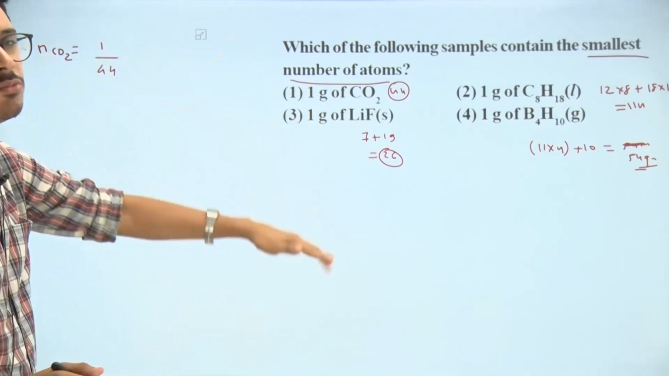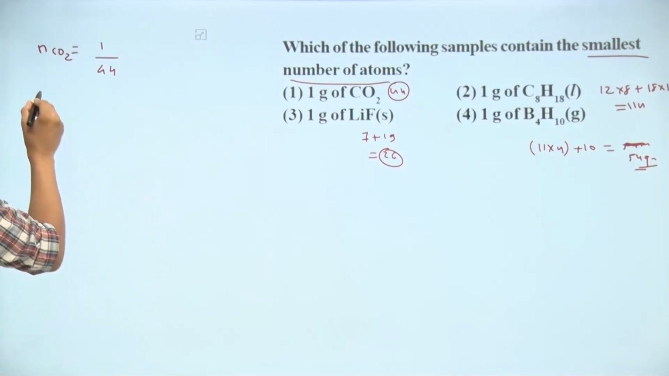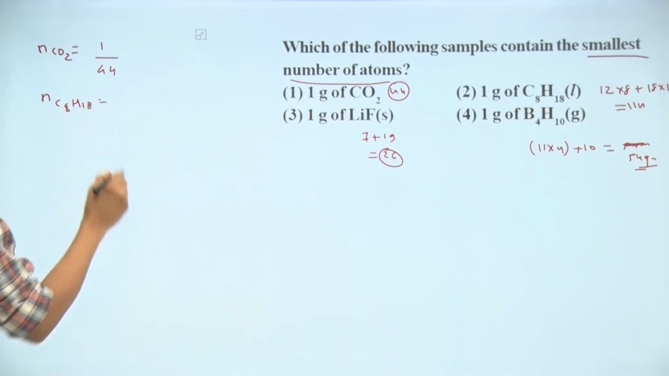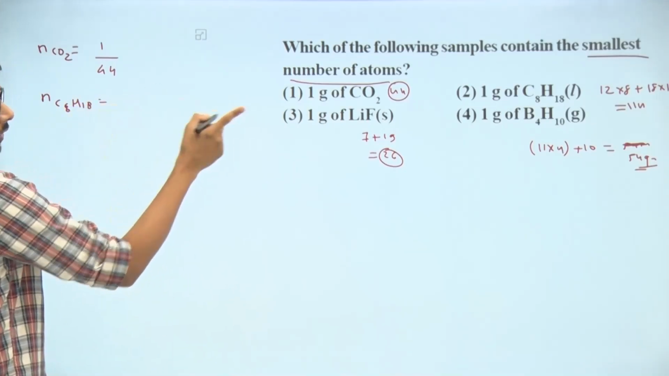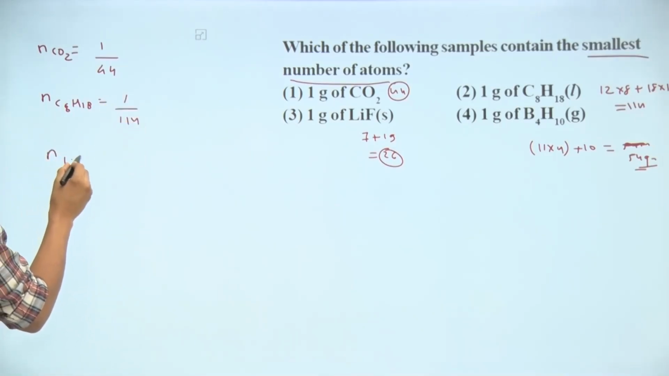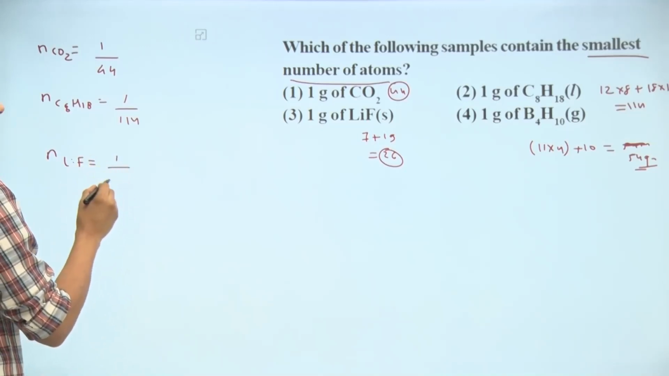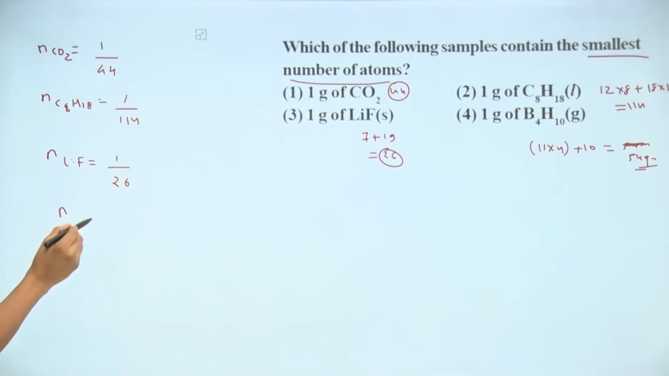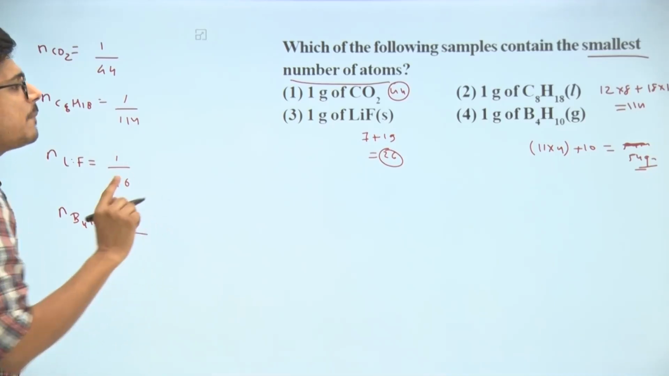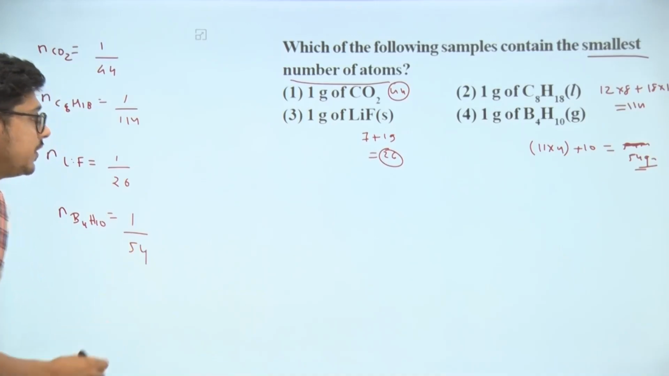Okay, first of all we will find the number of moles in each of the following. So the number of moles of C8H18 is given mass 1 upon molar mass 114. The number of moles of LiF is given mass 1 upon molar mass 26. And the number of moles of B4H10 is given mass 1 upon the molar mass, that will be 54. Okay, now these are the number of moles.